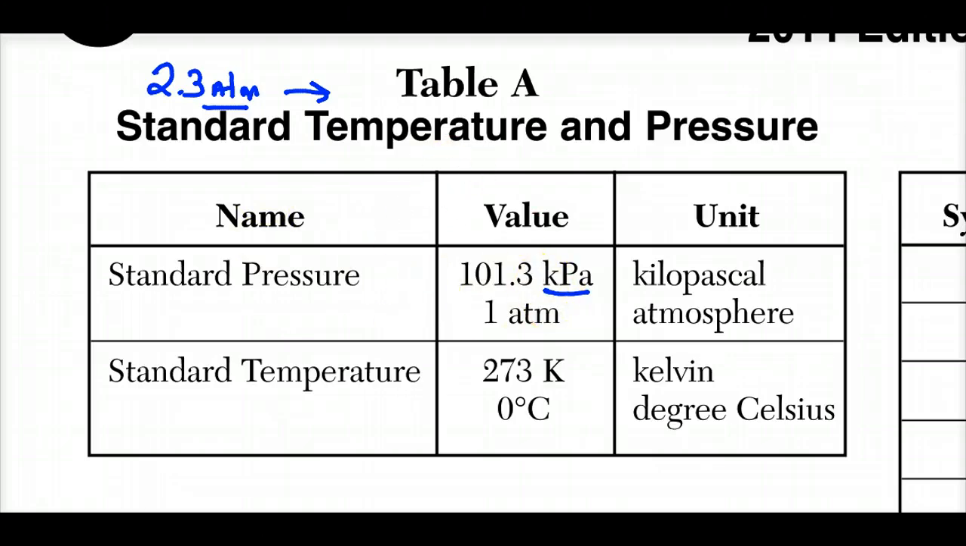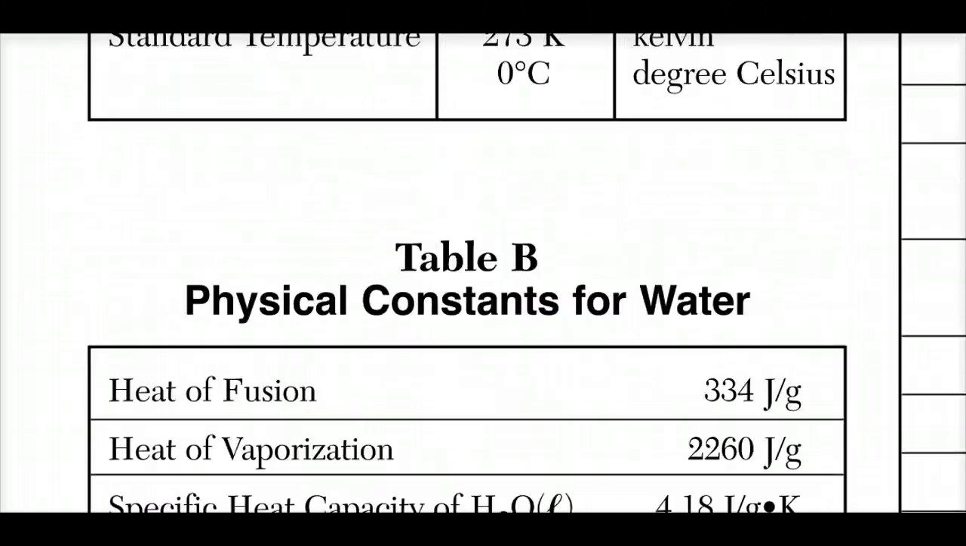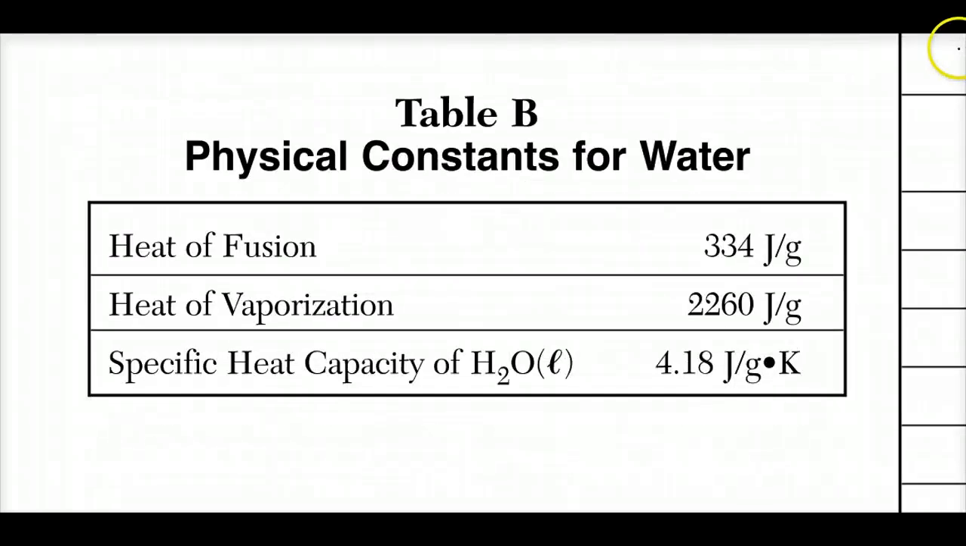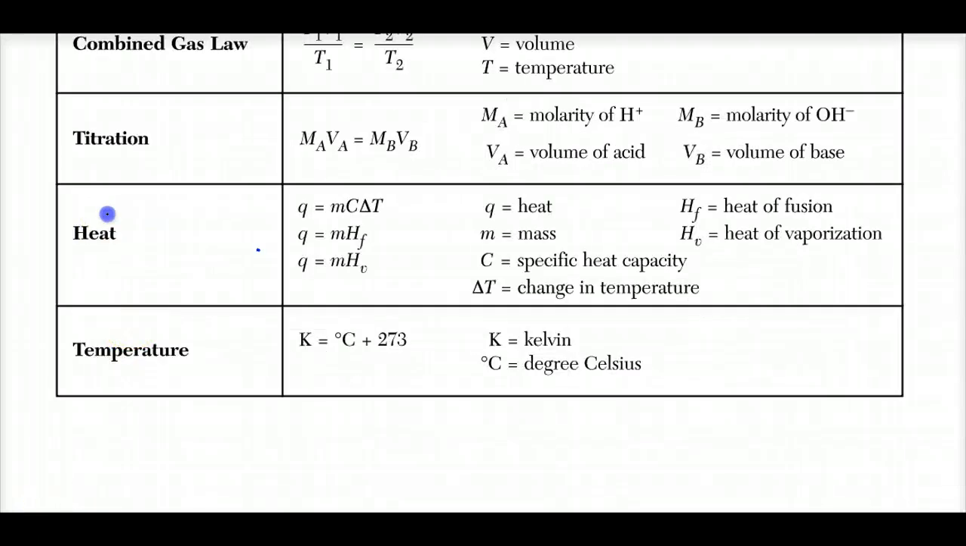Let's go to table B. Now table B is physical constants for water. These values come up in calorimetry problems, and they're tied specifically to a place in table T. So let's go to table T for a second. Table T lists a bunch of different equations to use. And these equations that I'm looking at are specifically for heat or thermal energy.